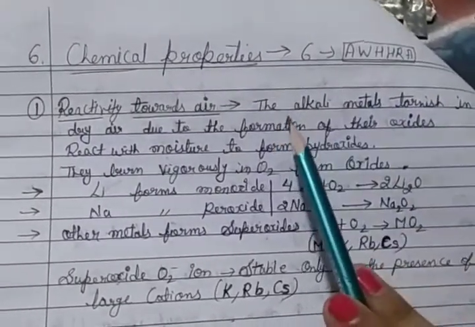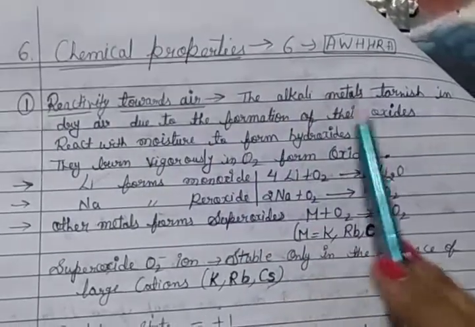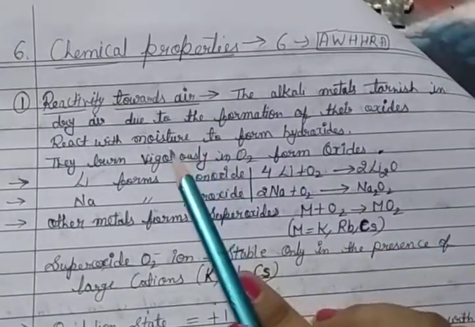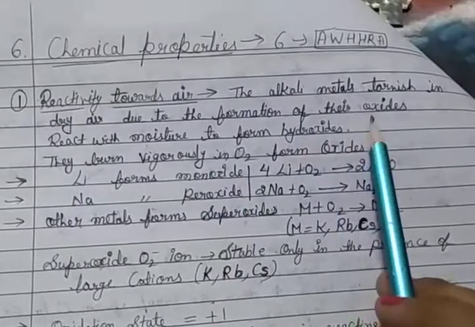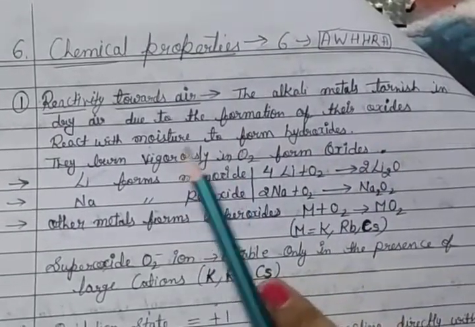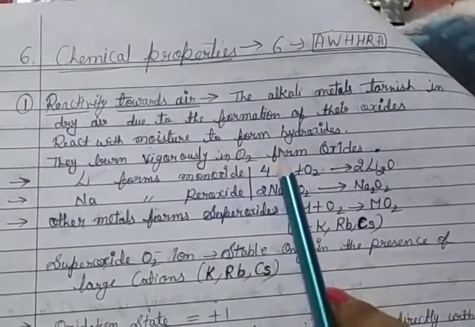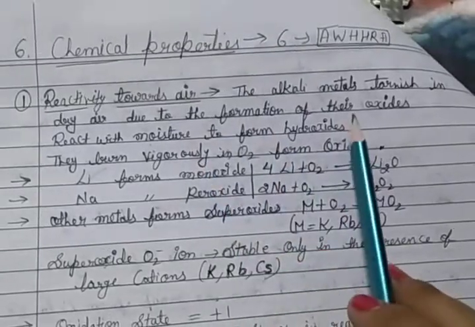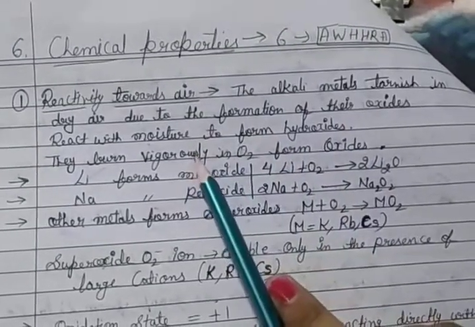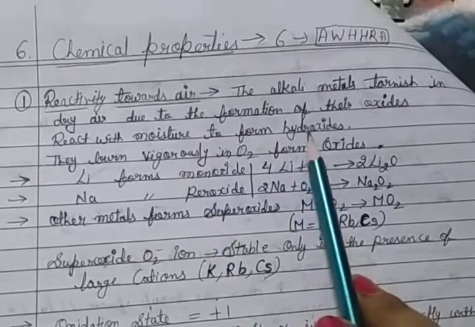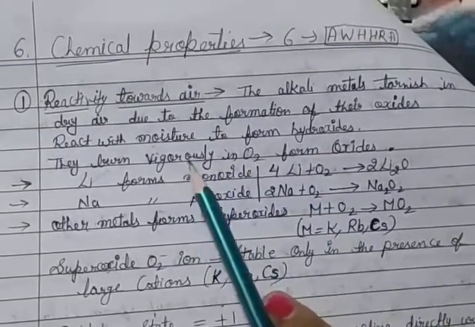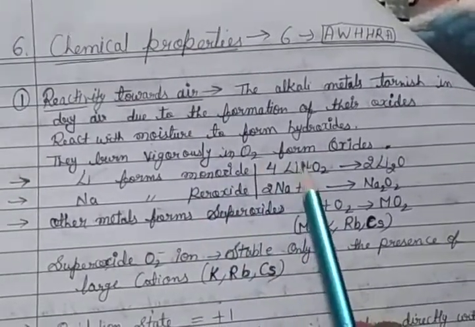So reactivity towards air. Alkali metals tarnish in dry air due to the formation of their oxides, which react with moisture to form hydroxides. So they burn vigorously in oxygen to form oxides.